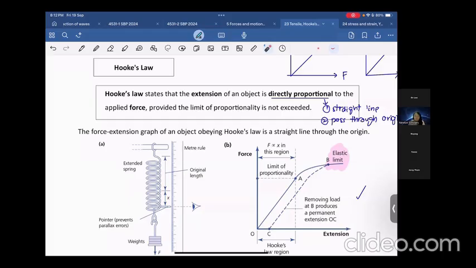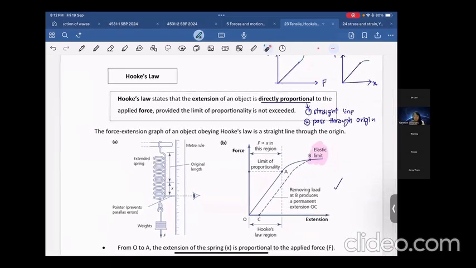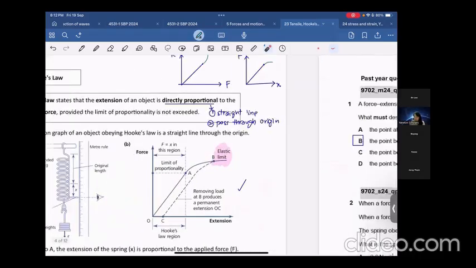Done? Write down your definition for Hooke's law. If done, give me response, then we proceed to 7B. Okay, thank you, Wesley. How about others? Yes, Fatima. Okay, good job.